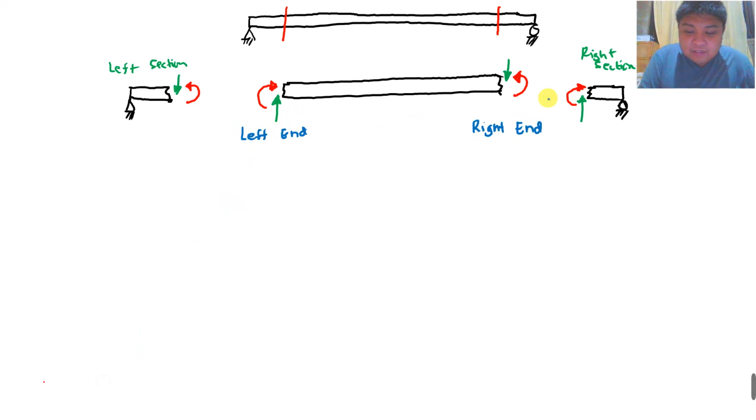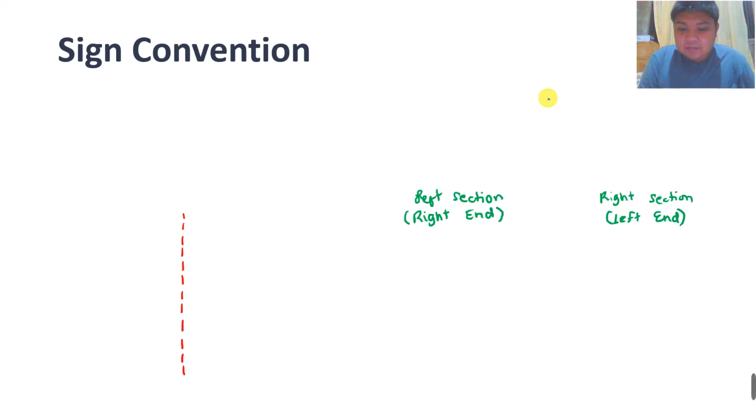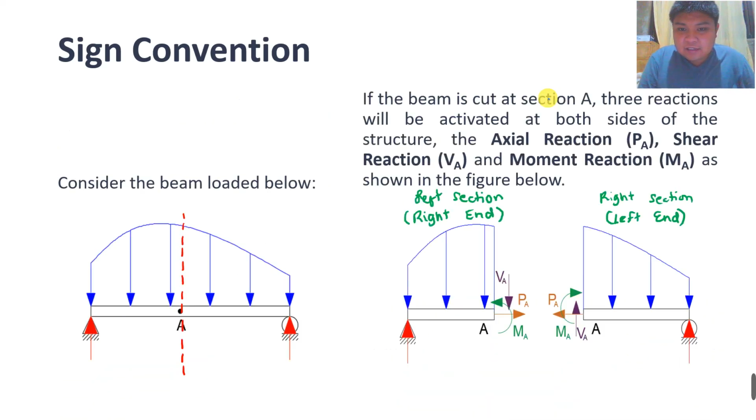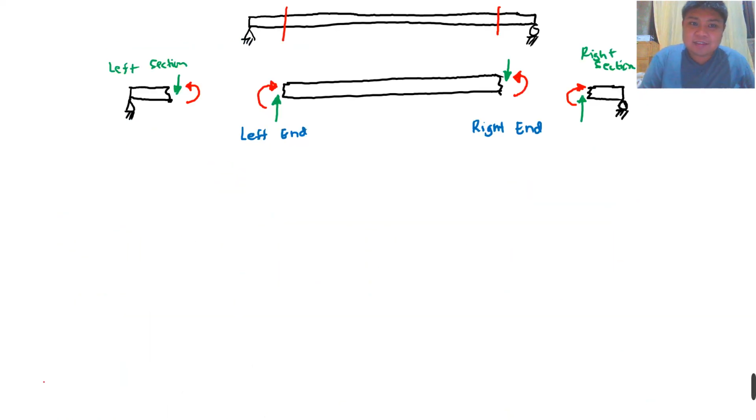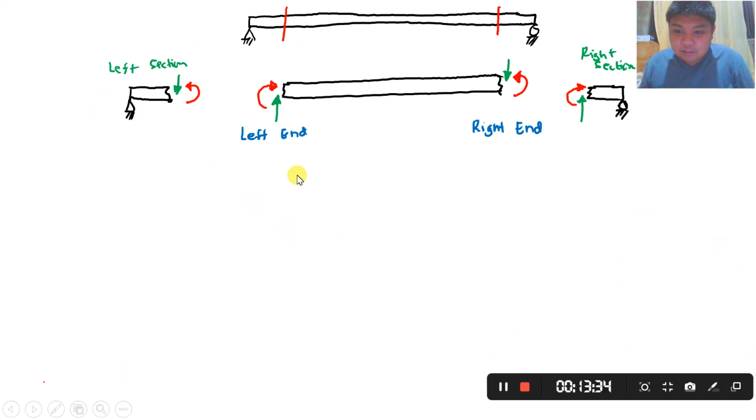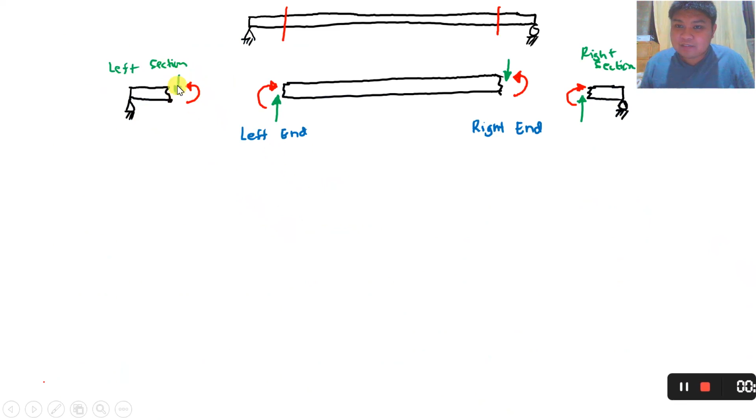And kung mapapansin natin, kanina class, nag-label din ako dito ng ganyan, no? Left section is right end. Right section is left end. So, dito nyo na siya maiintindihan ngayon, class. Kasi, itong left section natin, kung i-observe mo, yung direction niya ng positive shear and moment ay parehas dito sa right end. So, di ba, si left section, parehas kay right end.